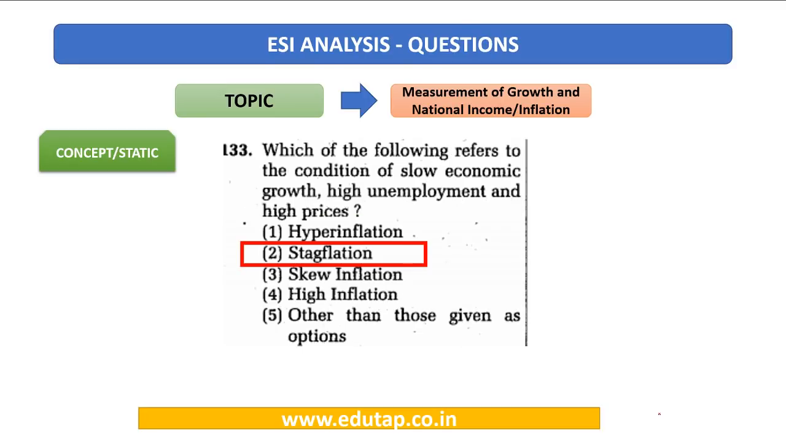The next question says, which of the following refers to the condition of slow economic growth, high unemployment and high prices? So they're asking about a type of inflation, that is answer is stagflation out here. And this particular question can be linked to the topic of measurement of growth and national income / inflation. Now friends, when you're studying this topic, you would obviously come across GDP, GNP, you would come across the concept of real prices, nominal prices. So at that point of time, obviously your understanding of inflation is very important. So when you're studying that time about inflation, you need to automatically know about the various kinds of inflation.